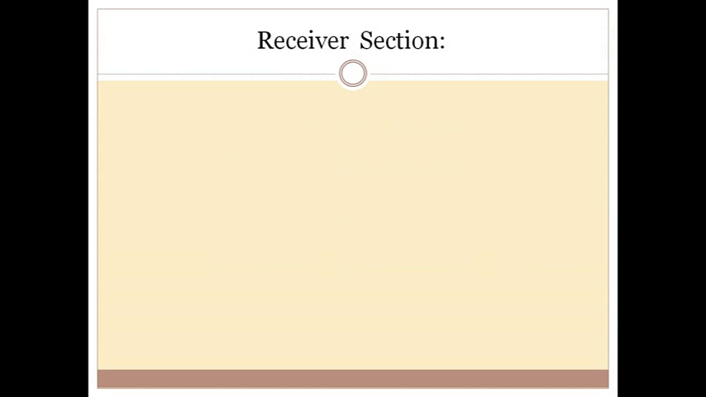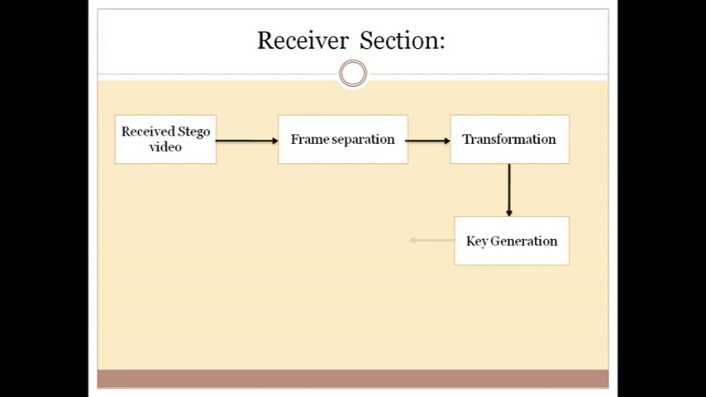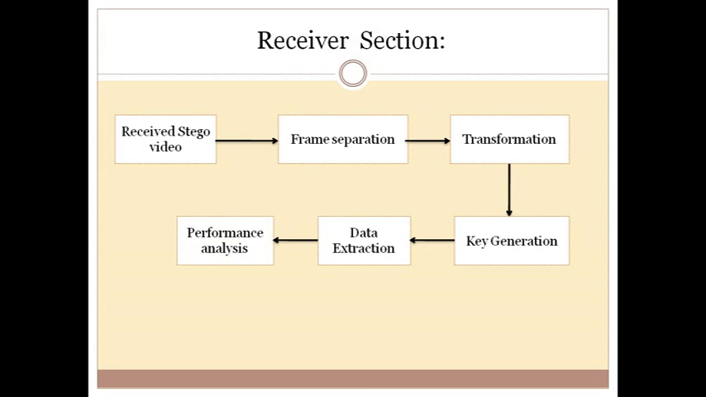On the receiver side, the receiver must know the selected frames and private key given by the transmitter. The received Stego video is forced to frame separation. Then we should select the data hidden frame. After the transformation and key generation, data extraction is done. Finally, we should do the performance analysis.